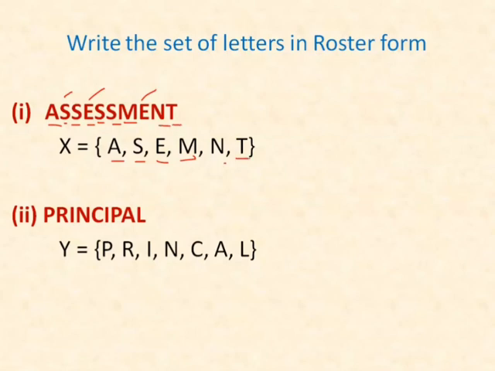And then T. And in this example, P we have written. Then R, then I, N, C. I is written twice here, so we have written it only once. And P is also twice, so we have already written it once, and then A and L. So this is how you write the set of letters in roster form.